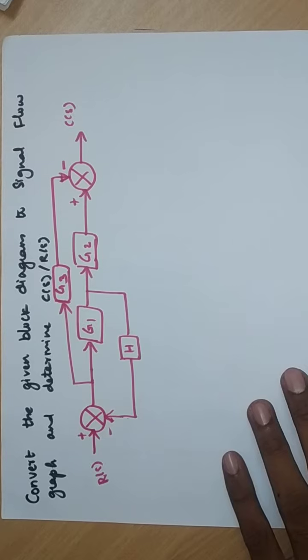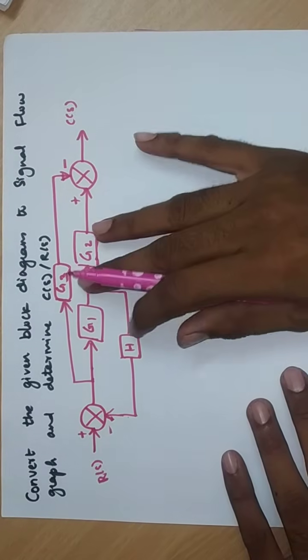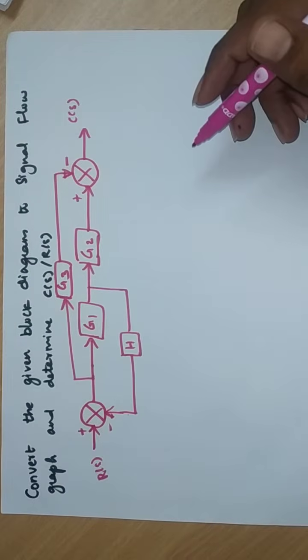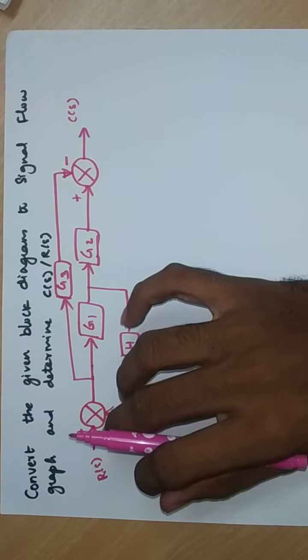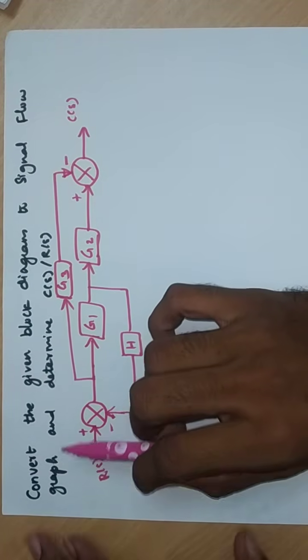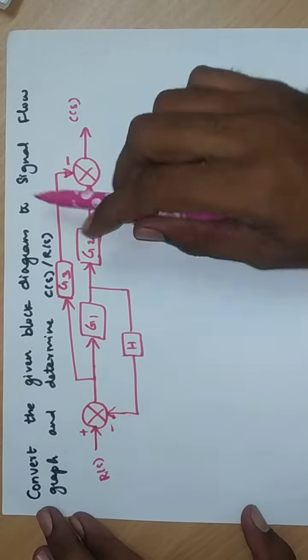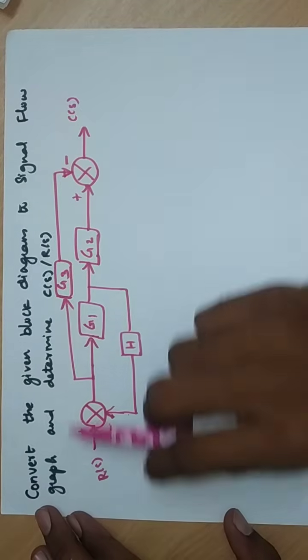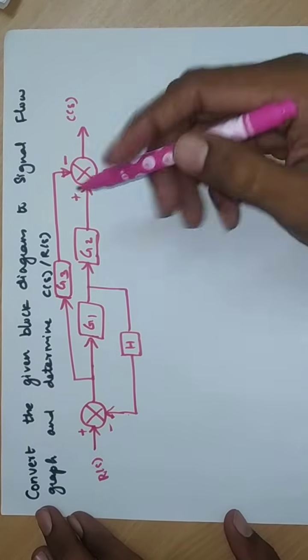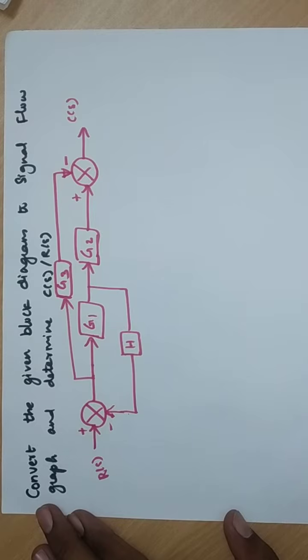Welcome you all, and this problem is related to the conversion of block diagram into signal flow graphs. So let's read the problem statement here. Convert the given block diagram into signal flow graph and determine C(s) divided by R(s). You should be clear in that.